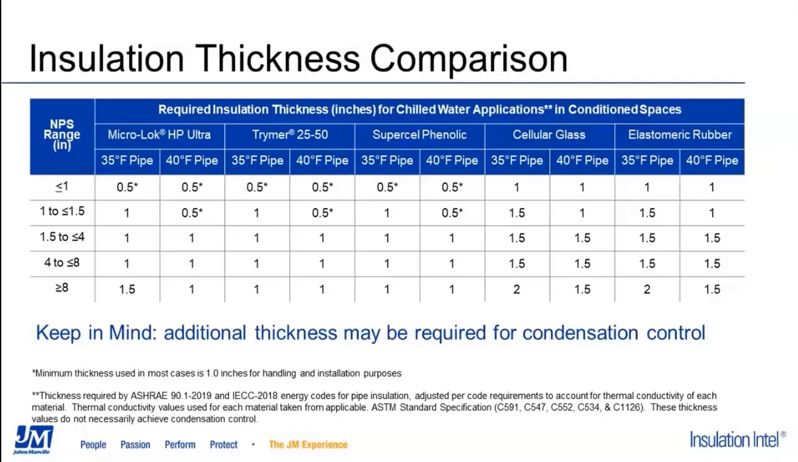However, if you look at the bottom row for the largest sizes of pipe, you begin to see more clearly where some materials will require greater thicknesses for the same application. Again, the particular environment that the chilled water system is being installed in is also an important consideration when determining insulation thickness requirements, and as such, you should keep in mind that additional thickness may be required for condensation control.